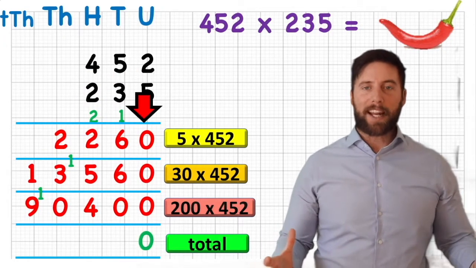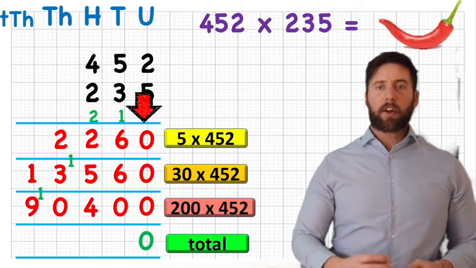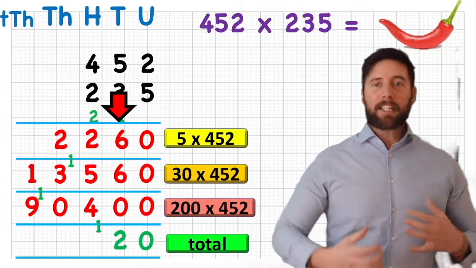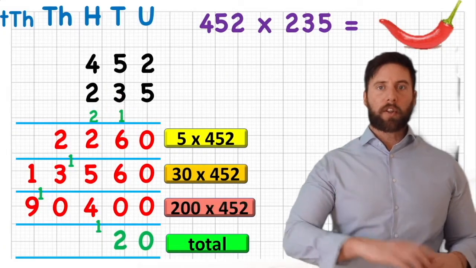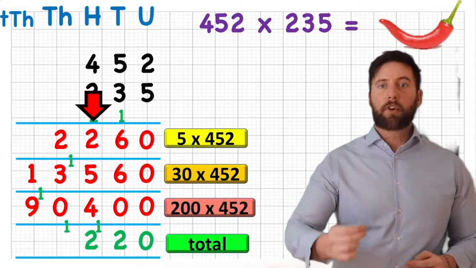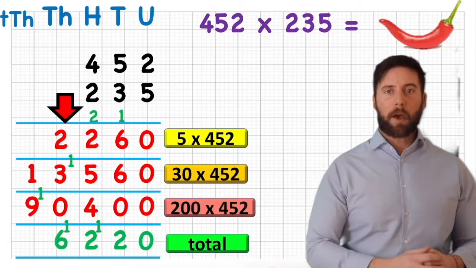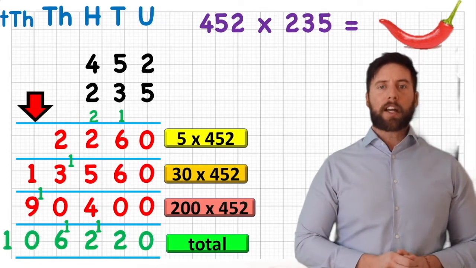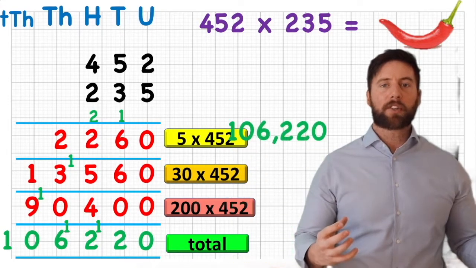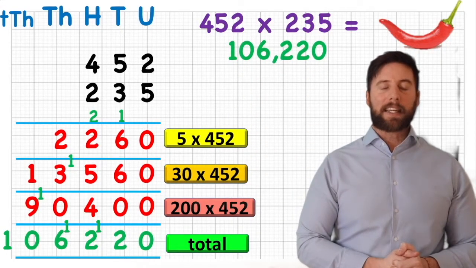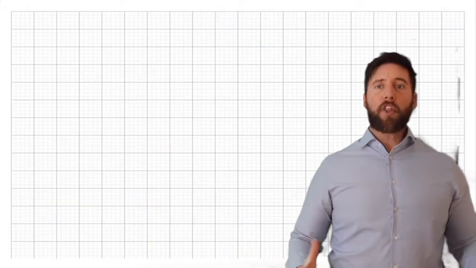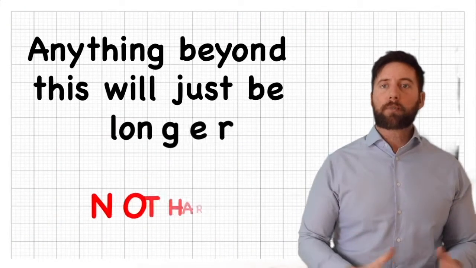Okay, let's make sure we add it up. So 0 plus 0 plus 0 is 0, obviously. 6 plus 6 is 12, making sure not to include that other 1. 2 plus 5 plus 4 plus that 1 is another 12. And then 2 plus 3, add the spare 1 is 6. 1 plus 9 is 10. So we get 106,220. Now, anything beyond this level is just going to be longer.